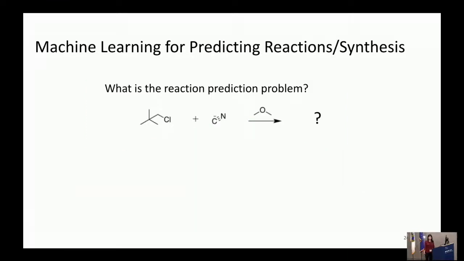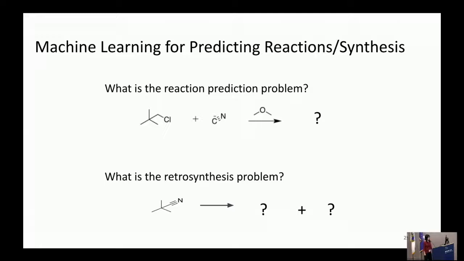So what do I mean? How do we frame the reaction prediction problem or the synthesis problem in a way that a machine learning algorithm can understand it? When we think about reaction prediction, we're asking how the combination of these two molecules, which I'll call reactants, on this side of the arrow, interact? What kind of product will these molecules form? Meanwhile, the retrosynthesis problem is the opposite problem, where, given a target molecule, what steps should I take to synthesize that molecule?